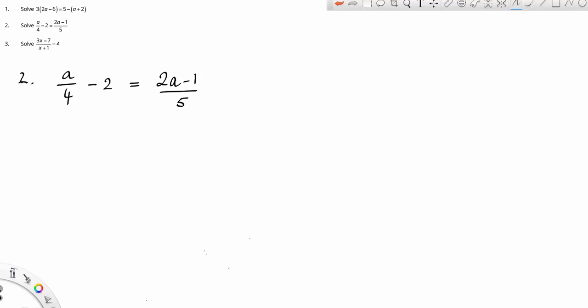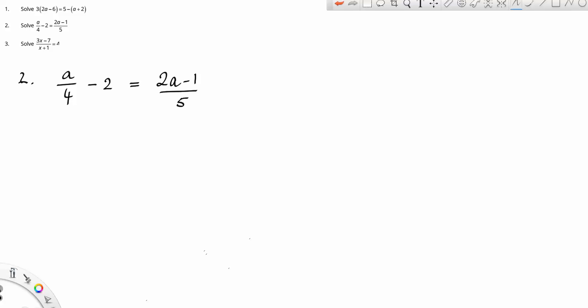One thing that we could do, look, we could approach it in a couple of ways. I think this way will probably work the best for us. Our first term there, a is divided by 4. A over 4 minus 2. So if we multiplied everything by 4, that would get rid of that fraction. Momentarily, it's going to look a little more complicated, but it'll all sort of work itself out at the end.